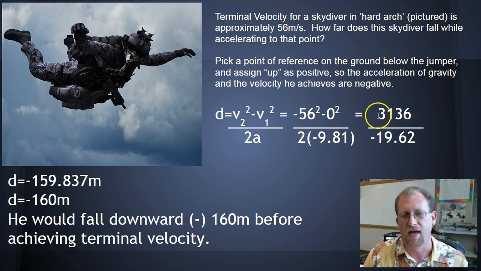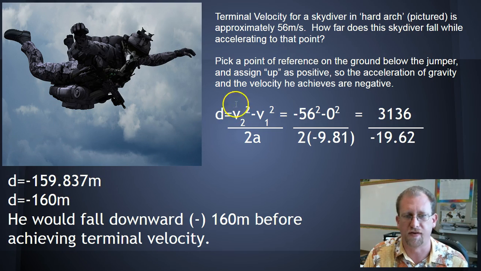56 squared is 3136. Now notice this was a negative number. It was a negative velocity. But when you square a negative number, you get a positive number. Okay. Now, twice the acceleration of gravity, negative 9.81, negative because he's going downward. Multiplying that by 2, it's still a negative number, negative 19.62. Now I divide this, and I get this wonderful number, negative 159.837 meters.